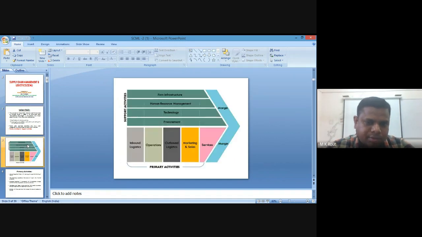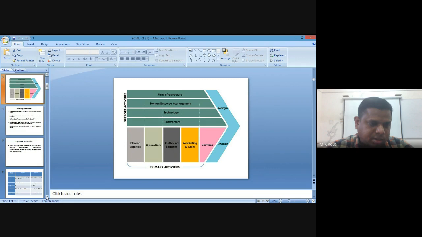If you go to the schematic view of the value chain, starting from the firm infrastructure, resource management, technology, and procurement or purchase process, these are known as your supportive activities, which go toward making a margin related to your profit. But these supportive activities directly enhance your primary activities, which include inbound logistics, operations, outbound logistics, marketing and sales, and services. Clear? We just quickly reviewed what we discussed in the previous class.